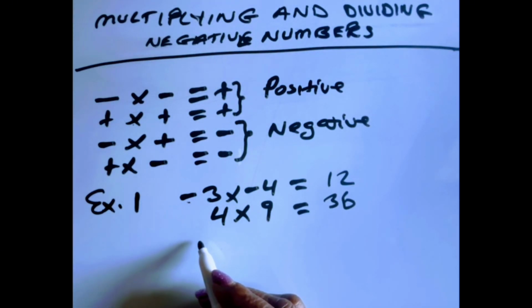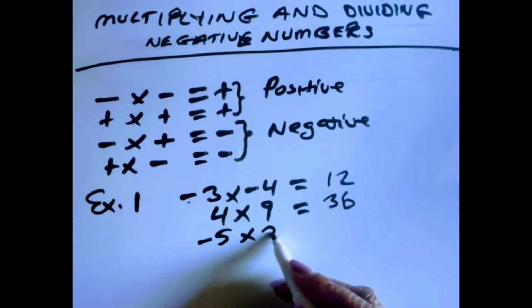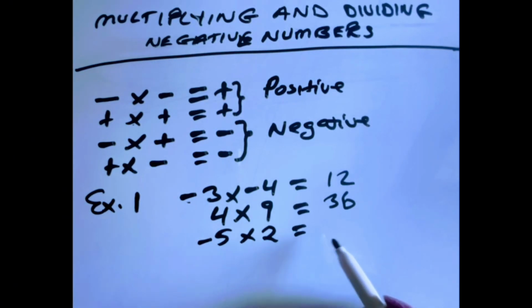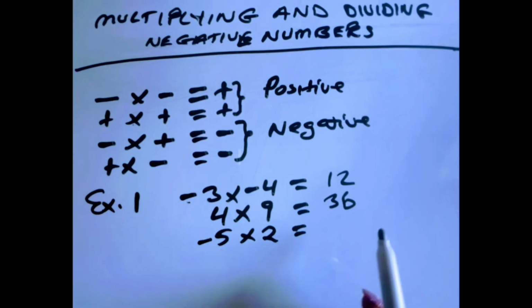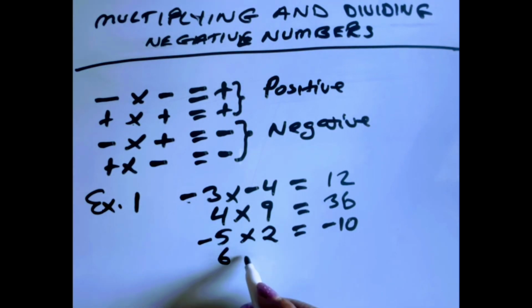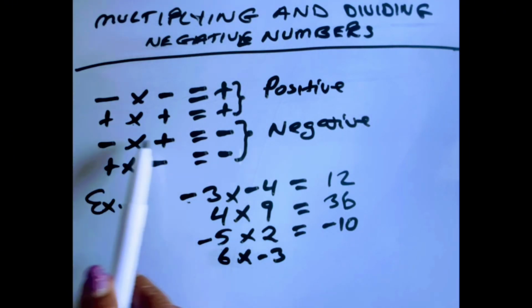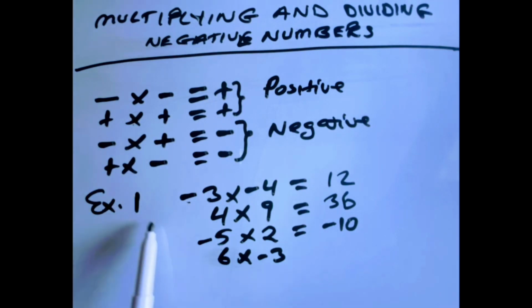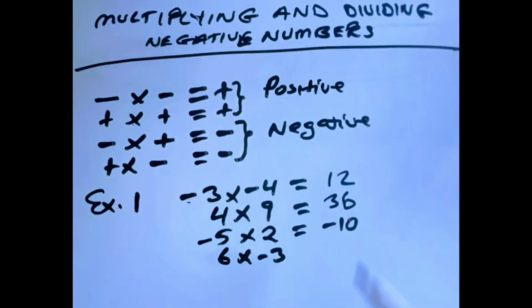What if we have a negative number times a positive number? That will give us a negative. Remember, two of the same gives you positive, two opposites will always give you a negative. So this will be a -10. If we have a +6 times a -3, once again we have a positive and negative. And remember, when we have two opposites in multiplication and division, this works for both, we are going to have a -18.